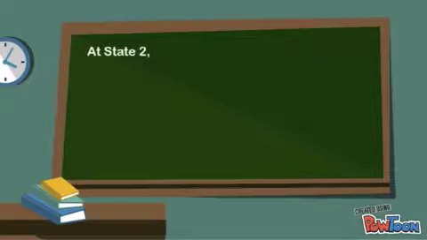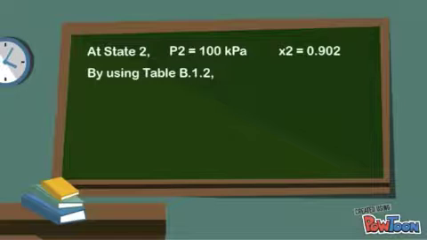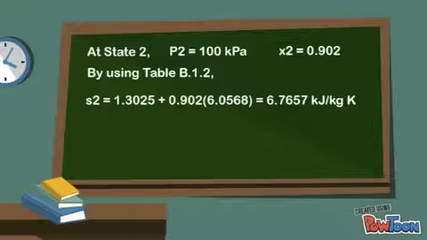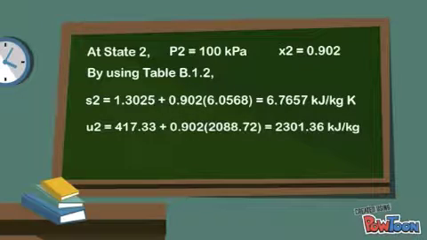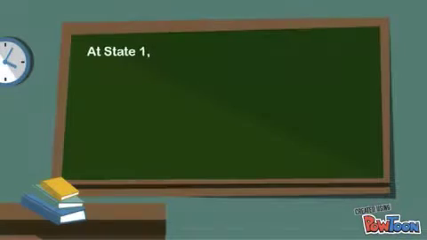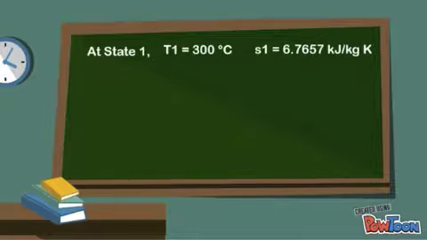At state 2, pressure is given and quality is given as well. So by using table B.1.2, entropy could be solved as 6.7657 kilojoule per kilogram Kelvin. Internal energy can be solved as well as 2301.36 kilojoule per kilogram. At state 1, temperature is given and entropy is known since S1 is equal to S2.